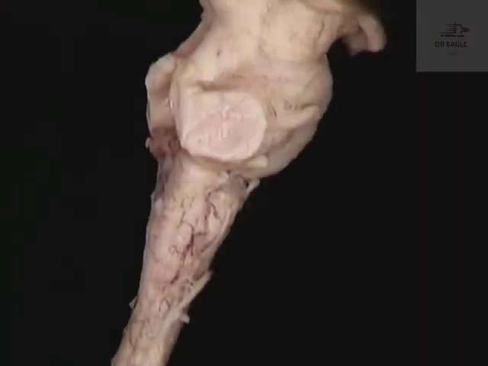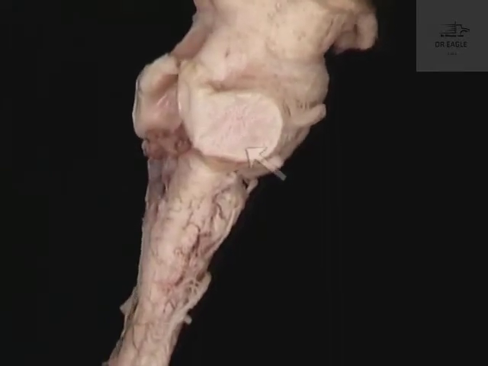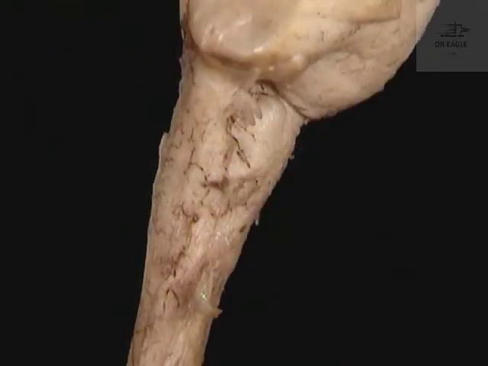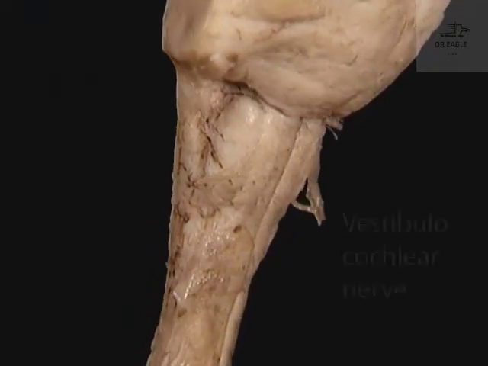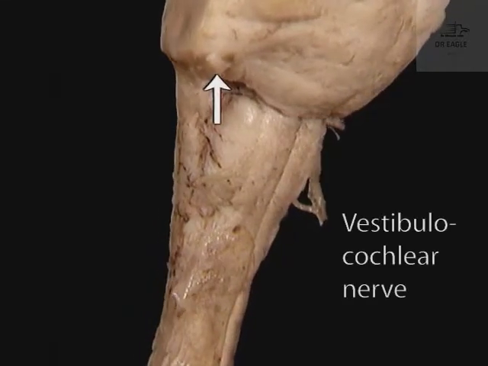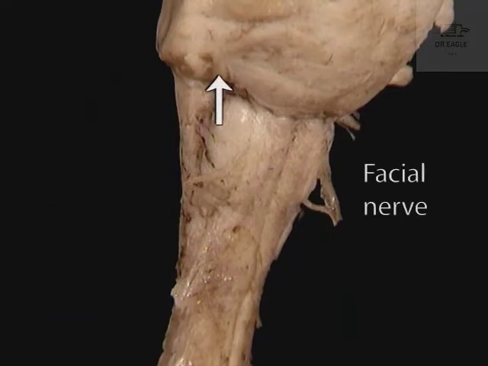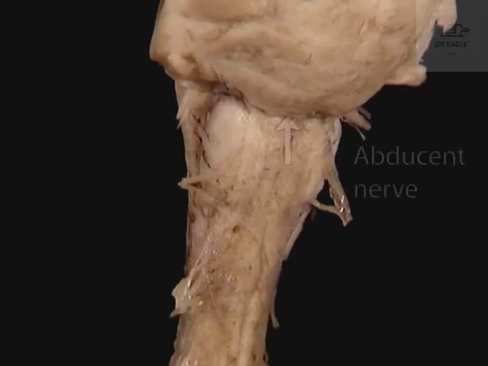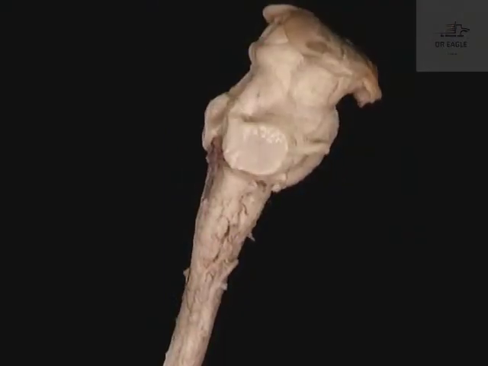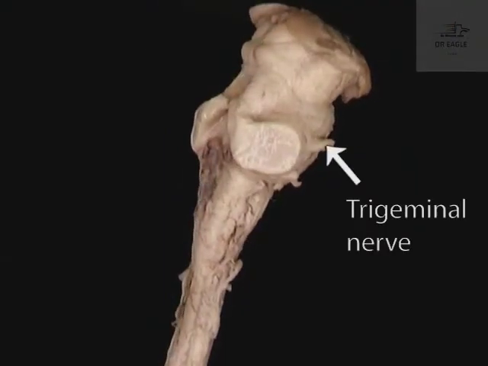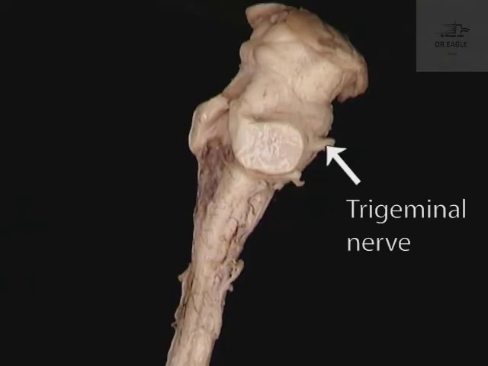Above the medulla is the pons. On each side, the pons becomes continuous with the middle cerebellar peduncle. Arising from the groove between the pons and the medulla are the next three cranial nerves. They're the 8th, the vestibulocochlear, the 7th, the facial, and the 6th, just visible, the abducent. The 5th cranial nerve, the trigeminal, emerges from the upper part of the pons.